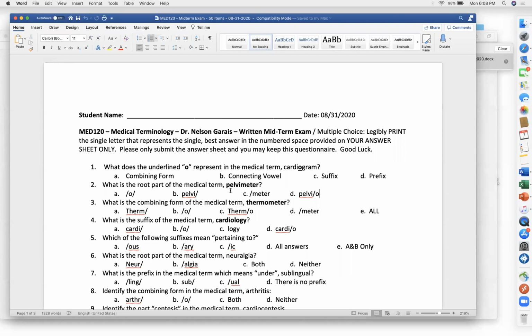Meter is the end, pelvi is the front. So it has to be what? Pelvi, right? So the root part would be B. Then I have to ask myself, does the root come in the beginning or the end? Because this is in the beginning, therefore that's the correct answer. And you check and you go through each one.